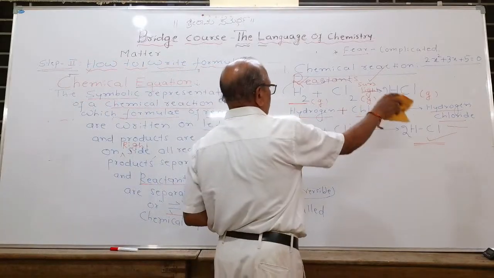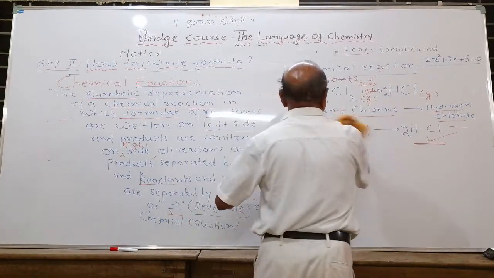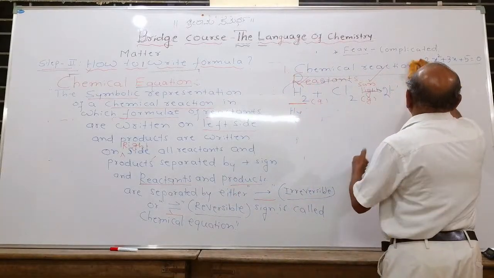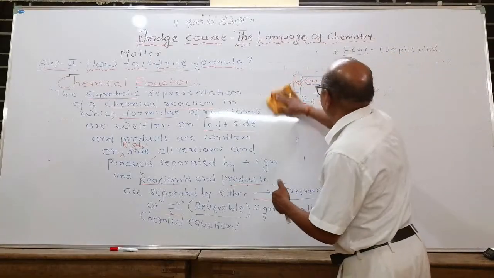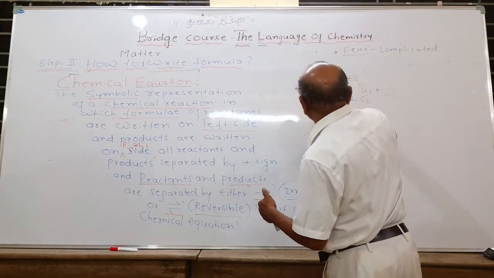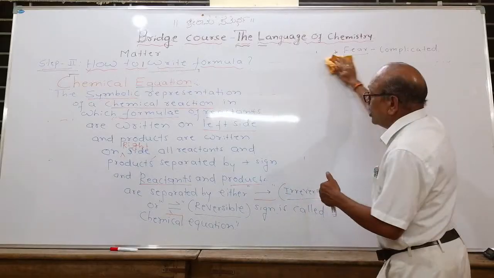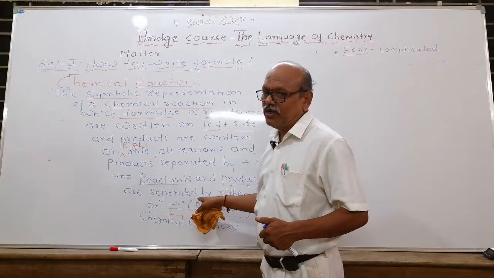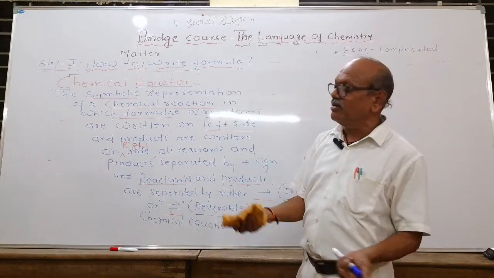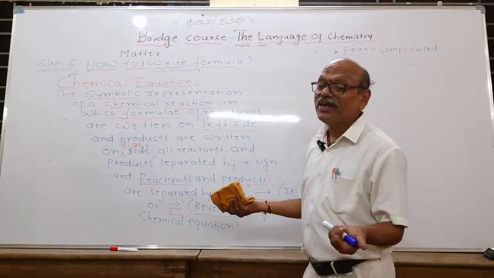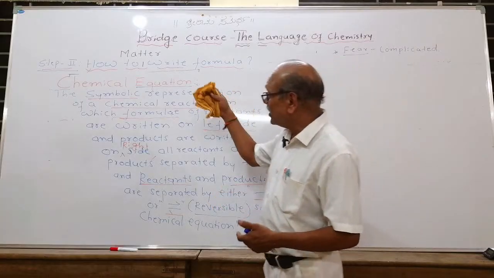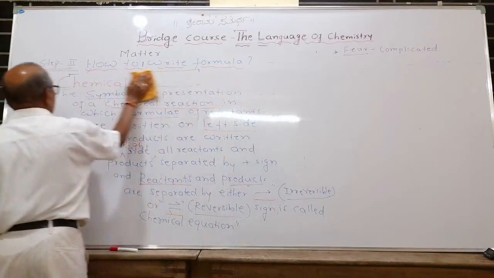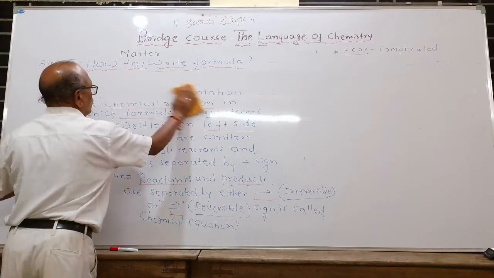So chemical equation is the meaning, and I am not going into detail about chemical reactions, because once again I will come back to my heading. What is the heading? First step before writing an equation is you must know how to write the formula of reactants and the formula of the products. If you don't know the formula of the reactants and the formula of the products, how can you write a chemical equation? Therefore, the second step in our language of chemistry is how to write the formula of the compounds.